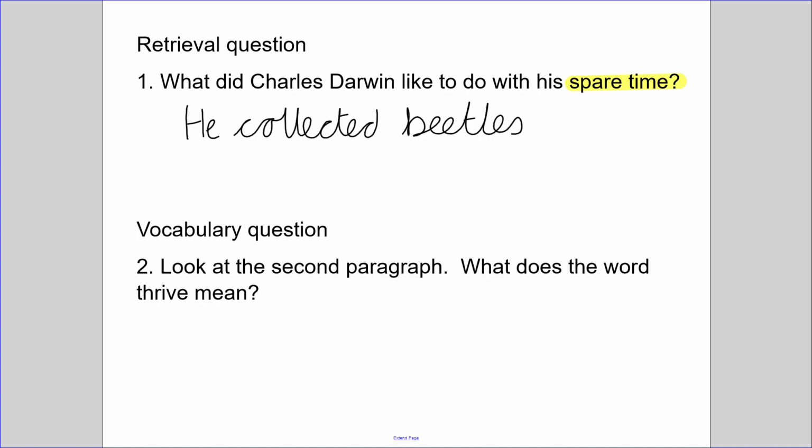Well, first of all, I'll highlight where I'm looking because that will help me out a lot. That will save me a lot of time if I only look at the second paragraph. And what does the word thrive mean? So I'm going to highlight the word thrive so that I can make sure I found exactly the right word.